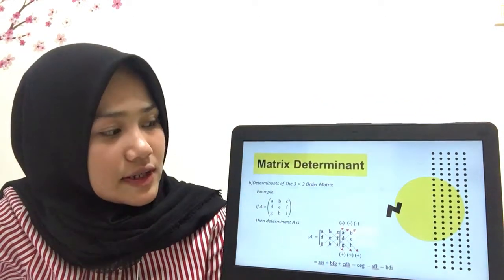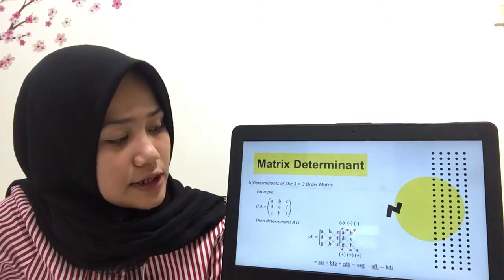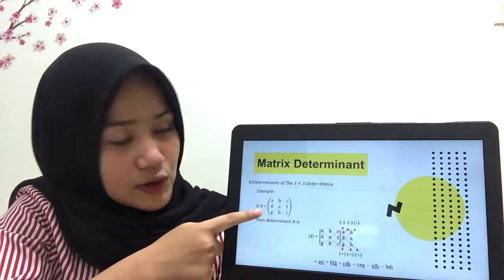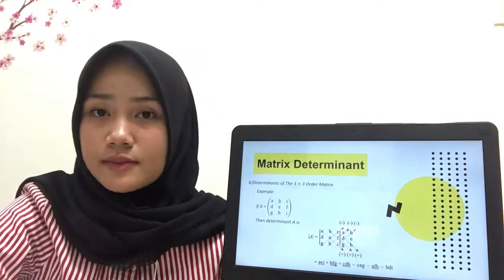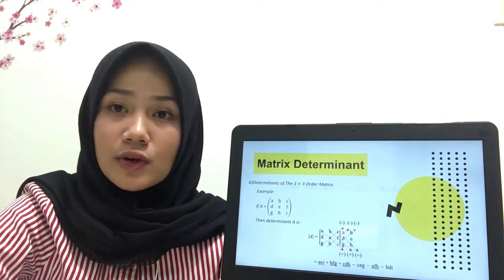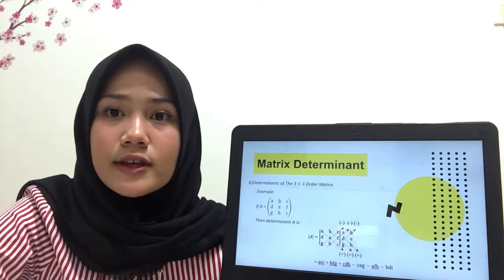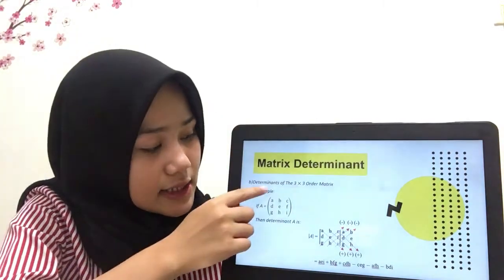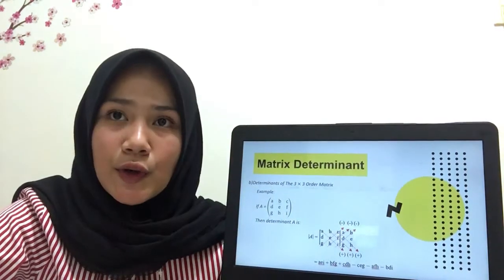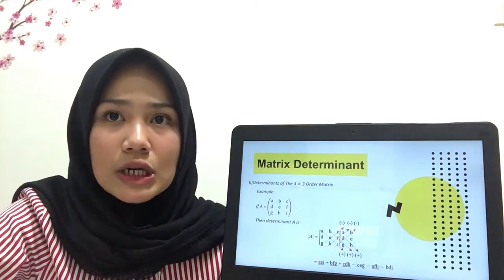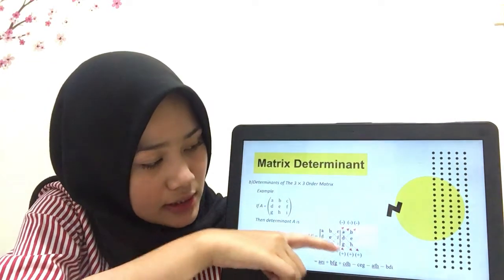Next, there is the determinant of a 3 by 3 ordered matrix. For example, matrix A. We can find the determinant of this matrix with Sarrus's method. The first step is to copy the first column and the second column of the matrix to the side, and then we draw diagonal lines that connect each set of 3 elements, like this.